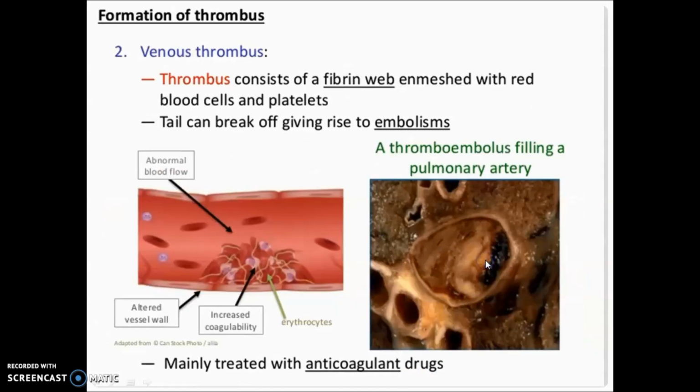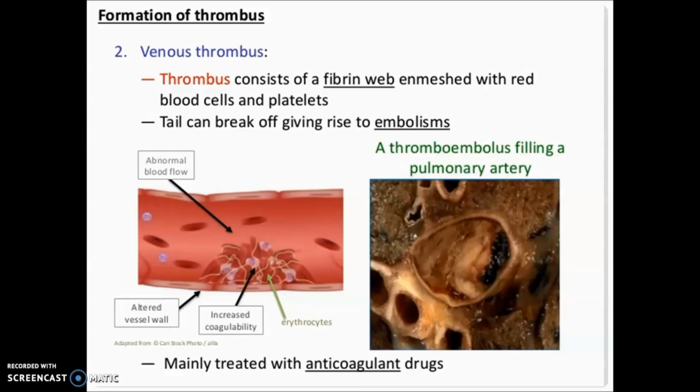Fine. Now let's see venous thrombus. It is formed by your RBCs and platelets. And always remember that venous thrombus gives rise to embolism. Embolism means what? Your thrombus will detach from the site and move in the body, and it will create an embolism at any place. So that is your embolism. But only venous thrombosis gives rise to embolism. Fine. And it is treated by anticoagulant drugs. Okay, so you can see in this diagram how venous thrombosis occurs, and this is a classical picture of the pulmonary artery forming a thromboembolism. Well done.